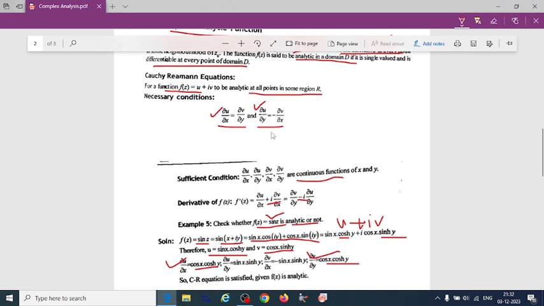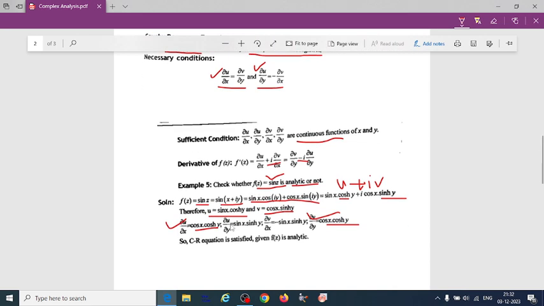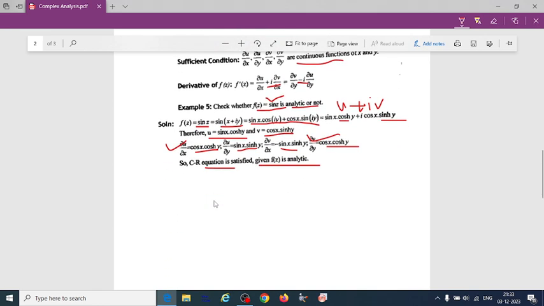So the next condition is dou u by dou y is equal to minus dou v by dou x. Dou u by dou y is sin x sin hy, and dou v by dou x is minus sin x sin hy. So these two conditions are satisfied. So the Cauchy-Riemann equations are satisfied, given f of z is analytic. So like that you have to check whether the given function is analytic or not.